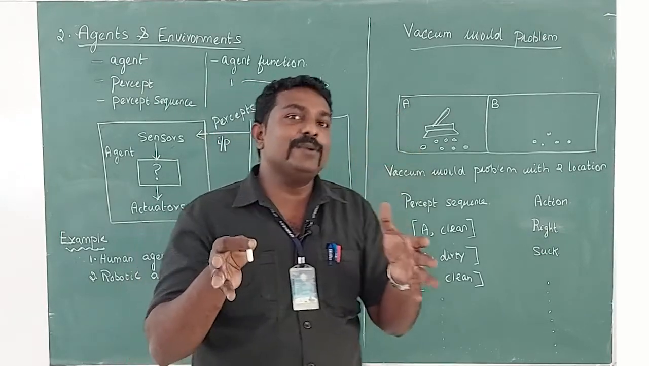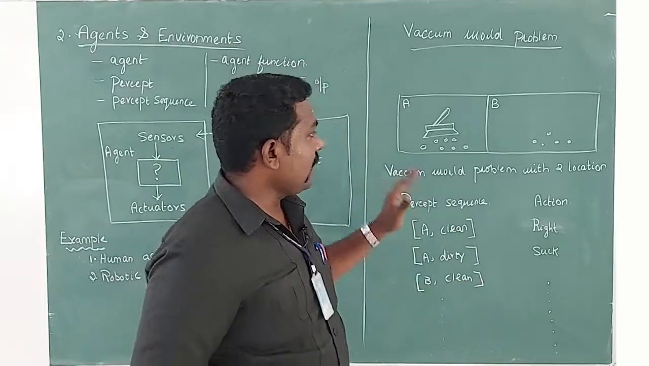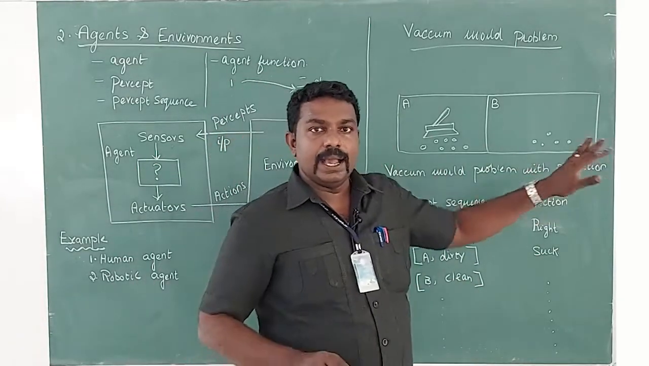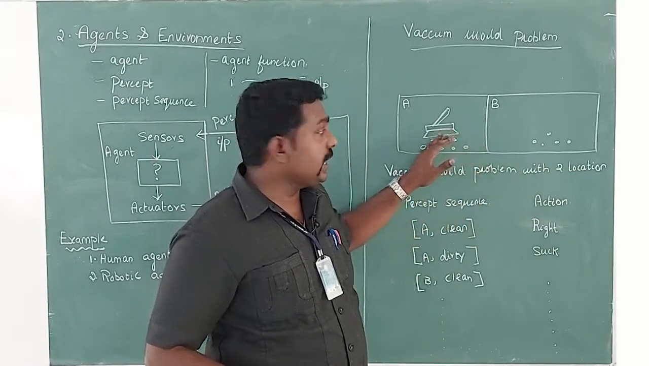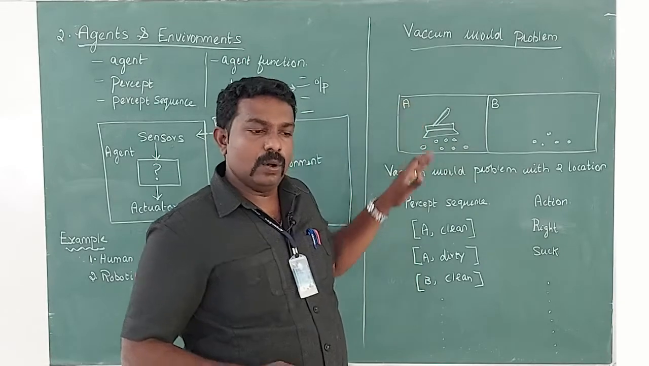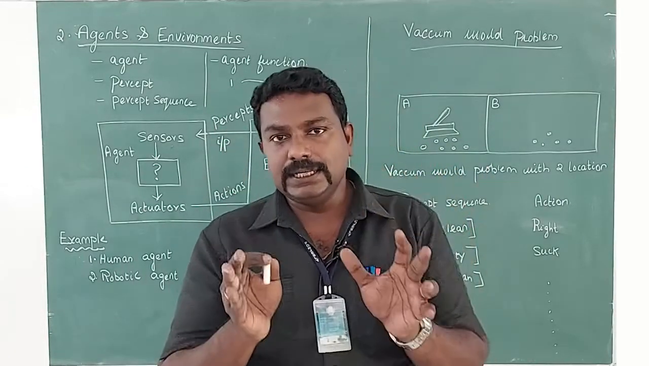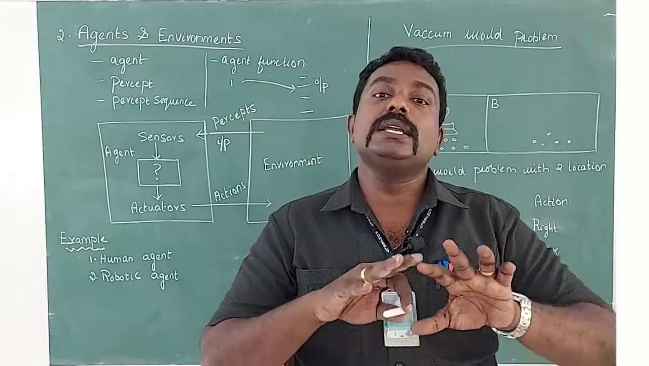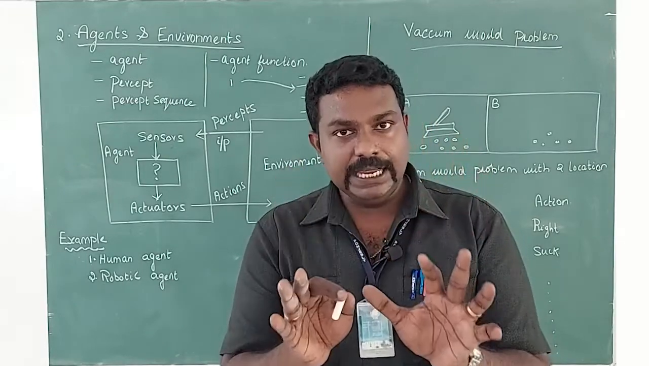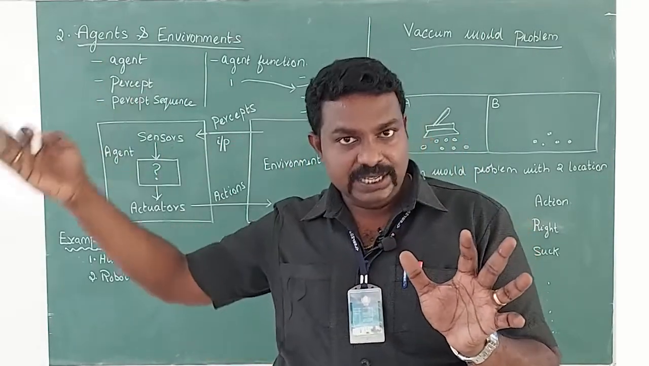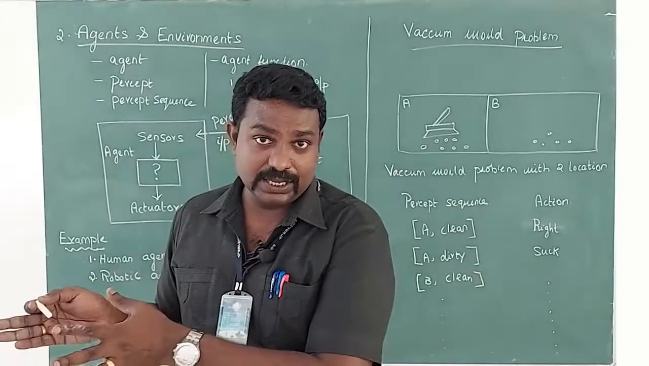All these things you have to write as an explanation when you write for your examinations. So I have two locations, A and B, with dirt in both. Initially the vacuum cleaner is in location A. If a vacuum cleaner finds dirt in a particular location, it has to clean that location. Once that room is clean, if dirt is present in the neighboring location, then it has to move to that location. Clear?